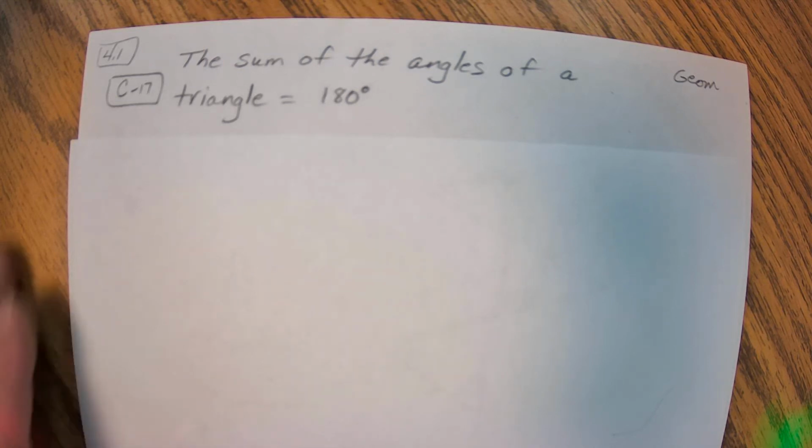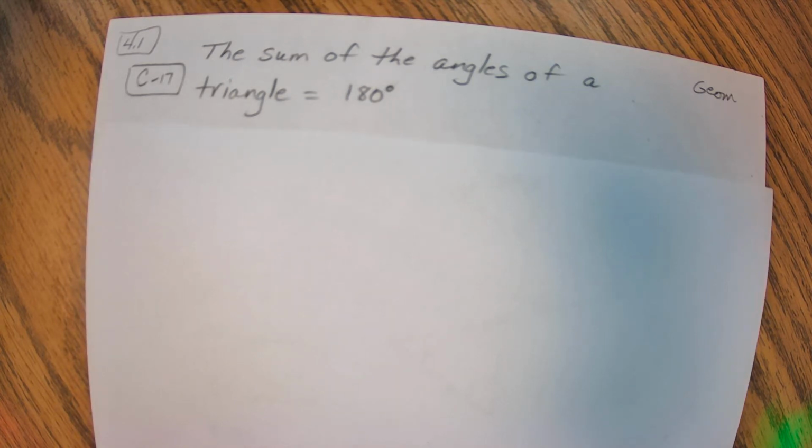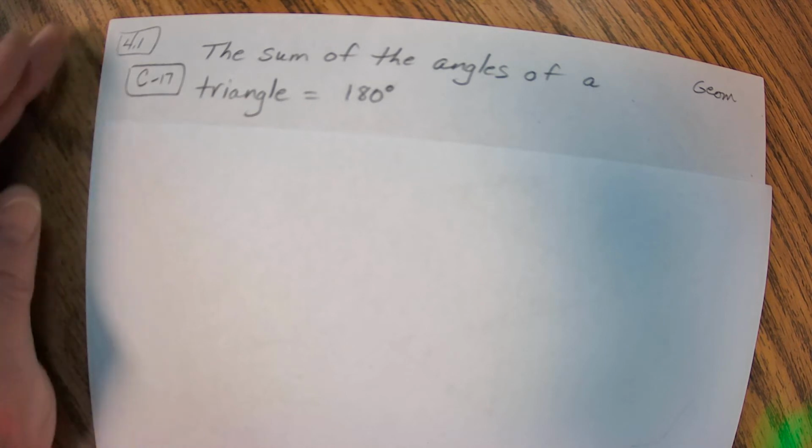Okay, we're doing chapter 1. This is the first section. This section is the sum of the angles of a triangle is 180 degrees. That's conjecture 17, C17.